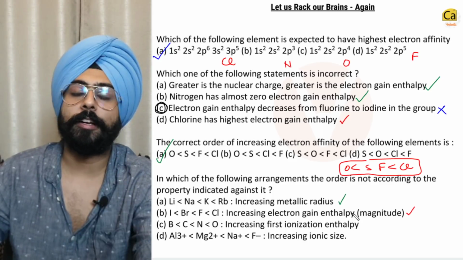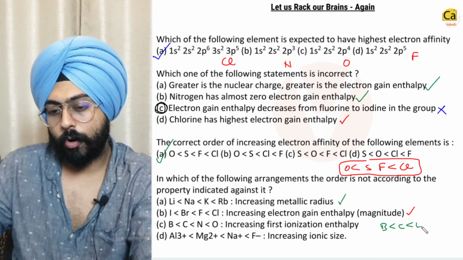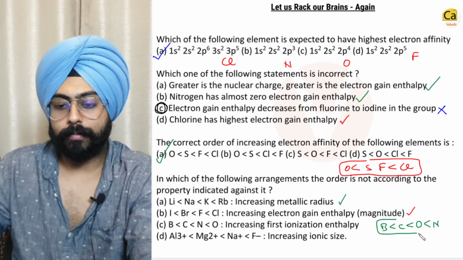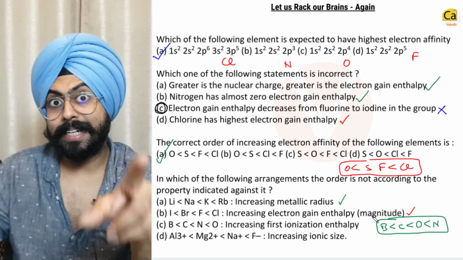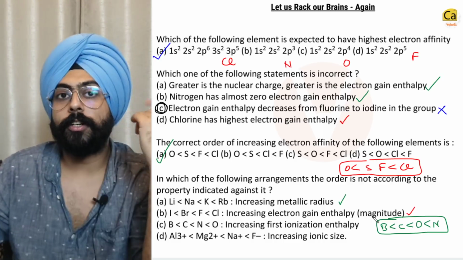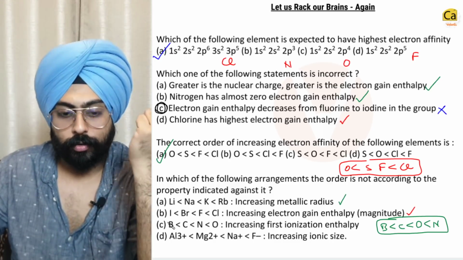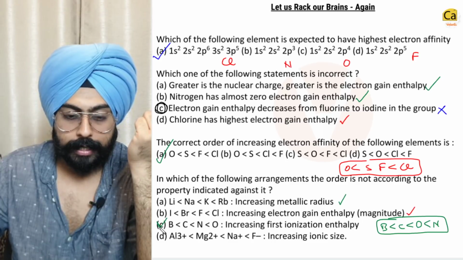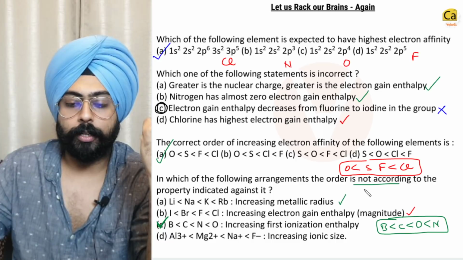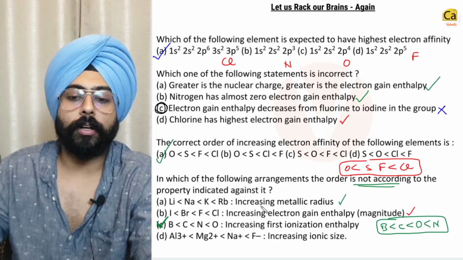Option number C. Boron, carbon, nitrogen, oxygen, increasing first ionization enthalpy. And this, my dear friends, is wrong. The order should be boron, then carbon, then oxygen, then nitrogen. Isn't it? Do you agree or not? Because nitrogen has that half-filled configuration, it does not want to change its electronic configuration. So its ionization energy is high, its electron affinity is 0. So over here, the correct answer is C because it is mentioning the incorrect property. You need to choose the arrangement that is not according to the property.